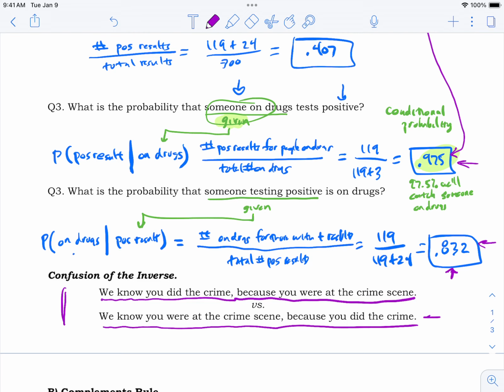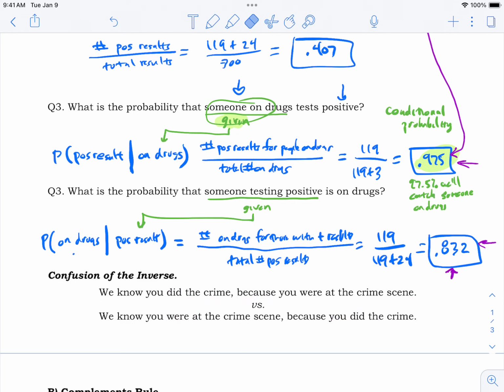Now, if you actually knew somebody did the crime, you could say, yep, they were at the crime scene. Let's say the crime was robbing a liquor store. We're going to assume that you were there to rob the liquor store, right? That would be 100% certain. But you were there at the liquor store does not mean you robbed it. So anyway, this comes up a lot in court cases where the prosecution is arguing one thing and getting the jury to think one thing when mathematically that's not what they should be thinking.